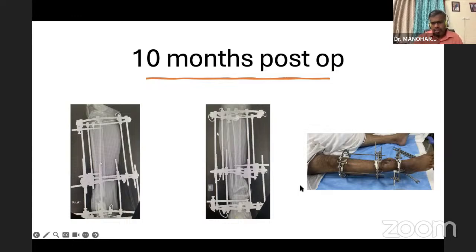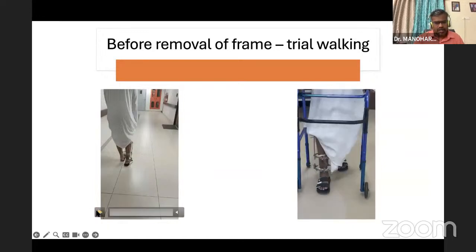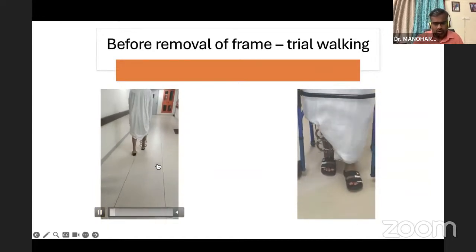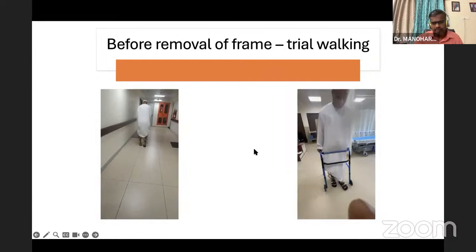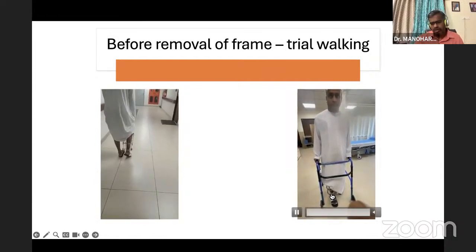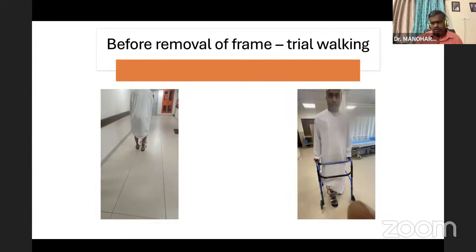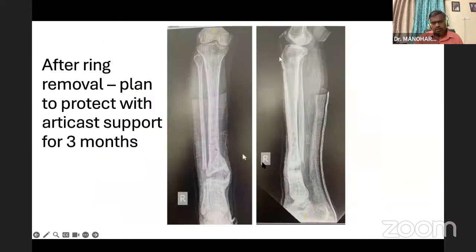So I did a trial rod disconnection, like dynamization. Then I checked, there is no pain in this patient, and the patient is coming from a long distance. I cannot ask him to wait a few more months in Vellore and delay the removal. First, I asked him to walk with full weight bearing without removing the rods, just loosening the distal rods like dynamization. He was able to walk independently without any pain. Then I totally removed the rods, and for fear of breakage, I asked him to walk with walker support. Then I did the removal.